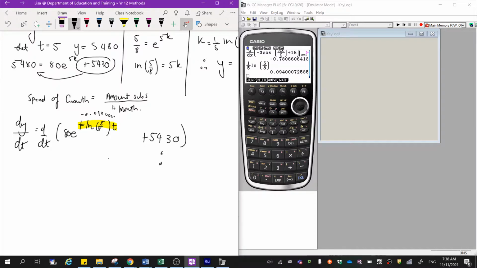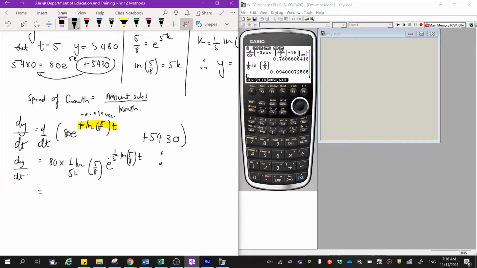Now, we don't want to use that one. We want to keep it in exact form so that we're not getting all of that rounding error at the end. Anytime that you round something, especially with an exponential function, you'll have rounding errors. And because they're exponential or logarithmic functions, those errors can compound very quickly and make your data unreliable. So it's going to be 80 times this part here, 1 over 5 ln 5 over 8, e to the power of all of that again, t, and that's going to give me dy over dt.